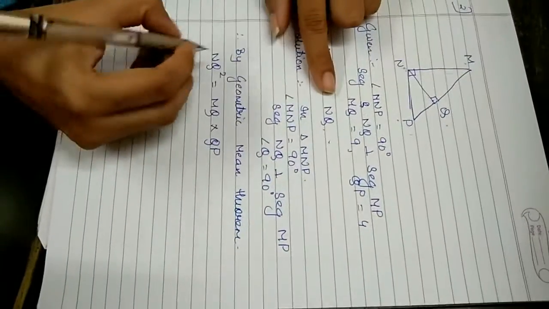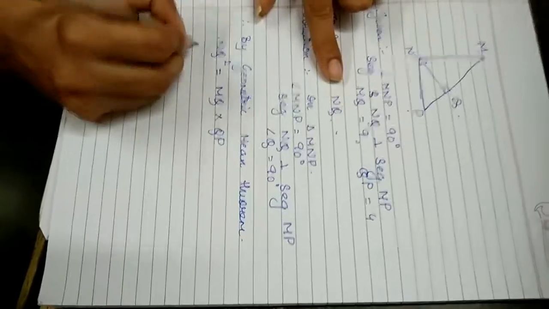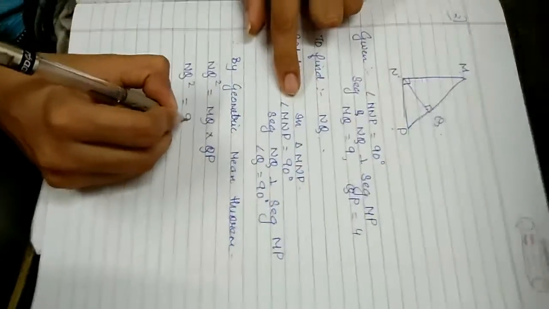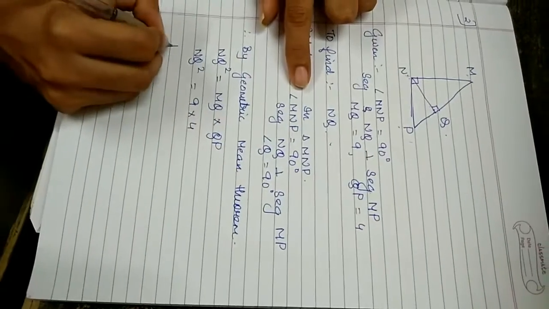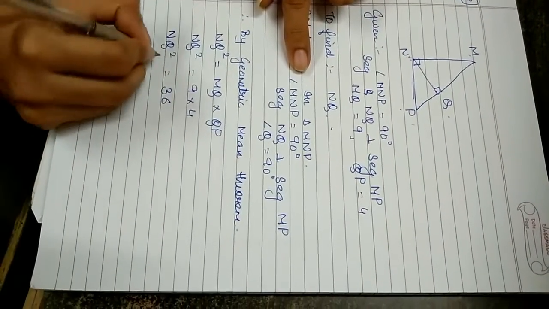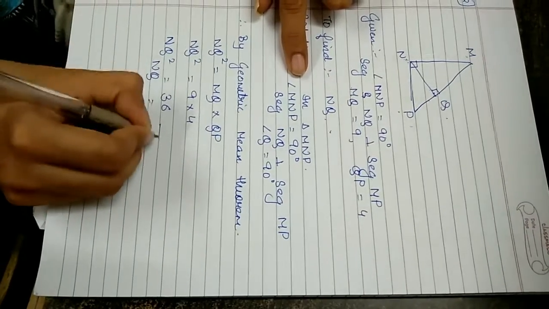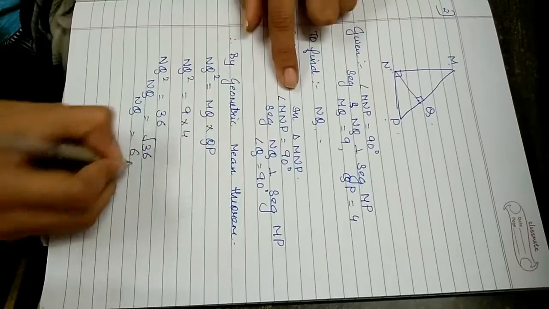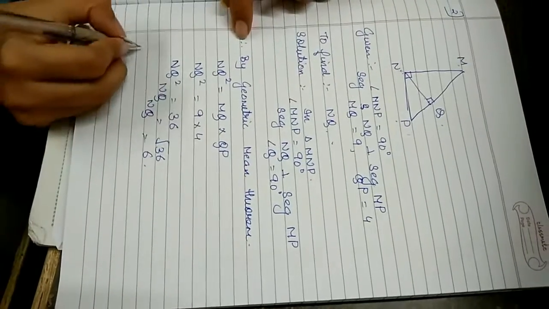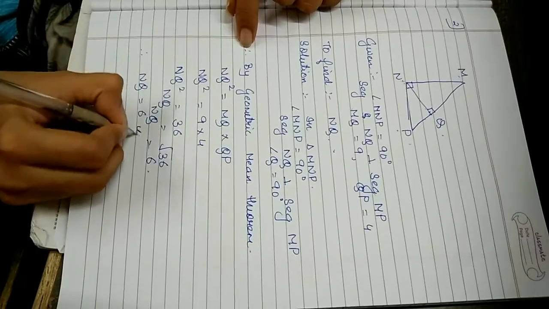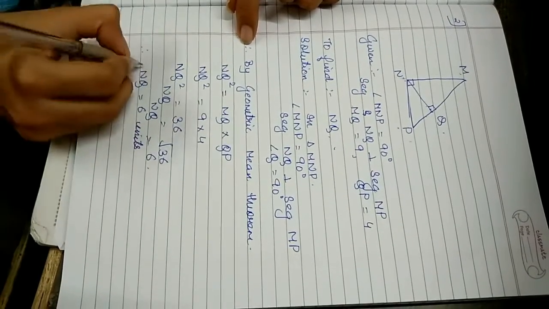Now substitute the values to find NQ. MQ is equal to 9, QP is equal to 4. NQ squared is equal to 9 fours are 36. NQ is equal to the square root of 36, NQ is equal to 6. Therefore, NQ is equal to 6 units.